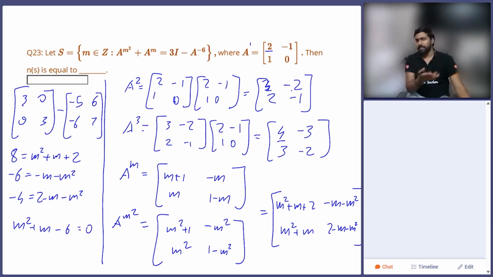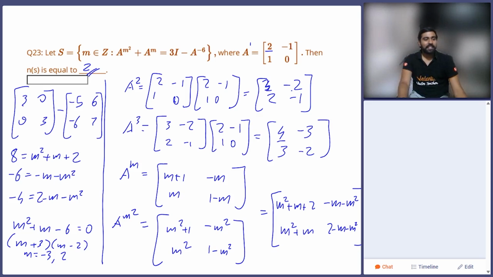Are you able to see this? They're all the same quadratic equation, m square plus m minus 6 equal to 0, which I can factorize as m plus 3 into m minus 2. So I have two values of m, equal to minus 3 and m equal to 2. Two possible values which are satisfying all the conditions. Therefore, the number of elements present in this set S will be 2.